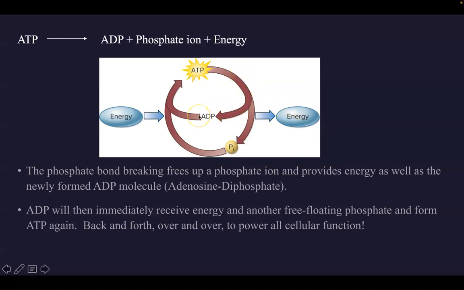Now we have ADP molecules. There's free-floating energy that will add to those ADP molecules and phosphate ions to reattach a phosphate to ADP, and now we have ATP. This is a continual cycle. So this is going to happen back and forth over and over, and it's going to power all cellular function.